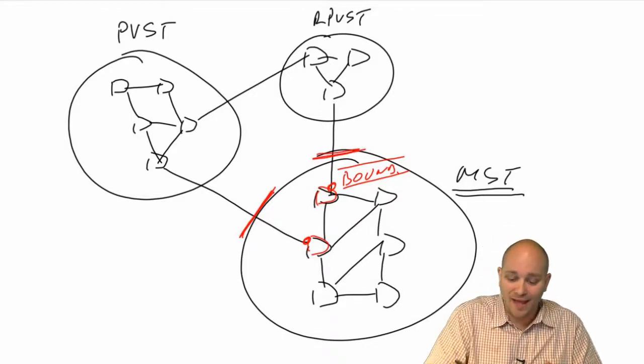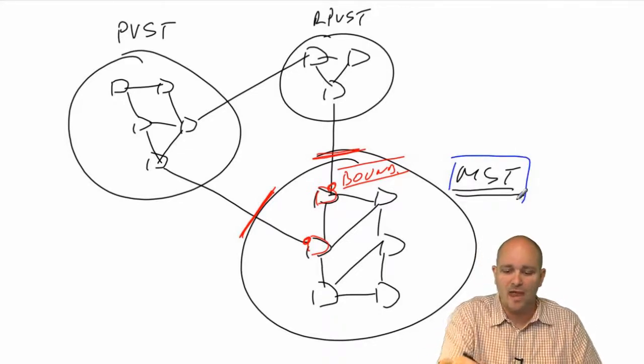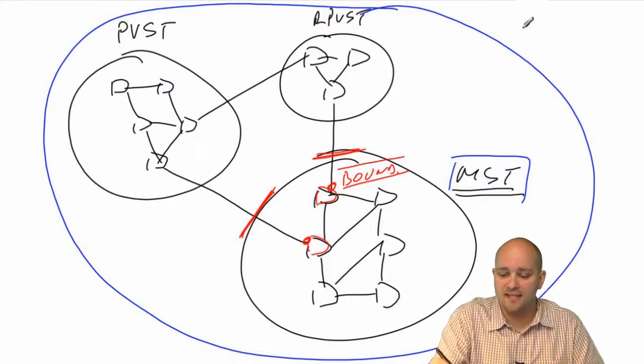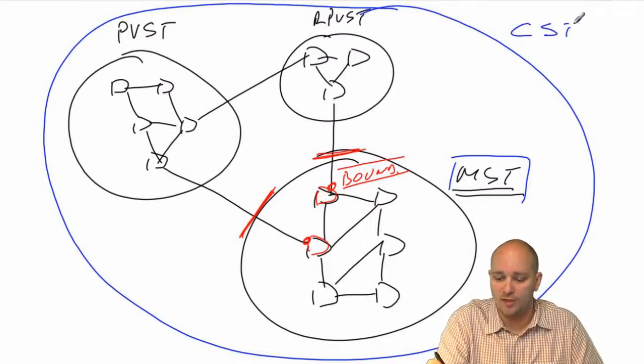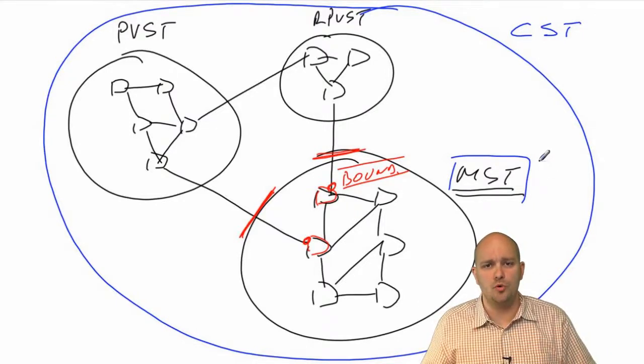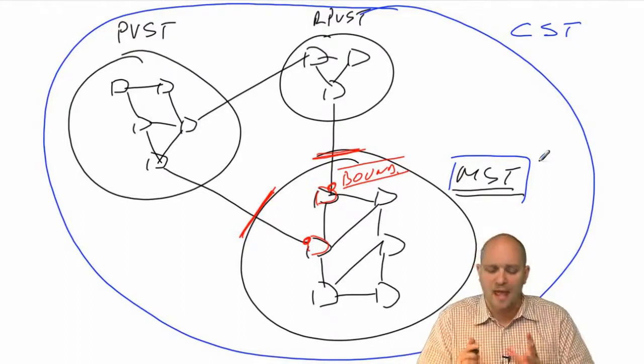What we can say from MST's perspective, so we are looking at the MST's perspective of this network, we can say that this whole network here is something that we call a common spanning tree. So this is a global view of the network. This is the spanning tree that keeps this whole network loop free.